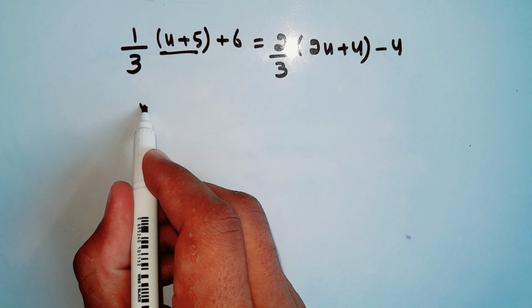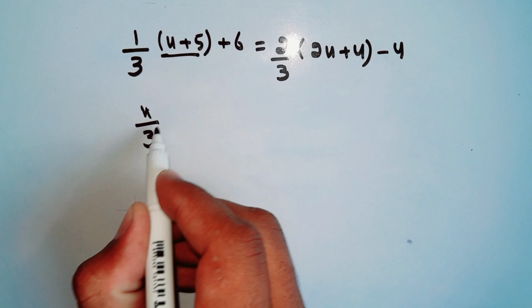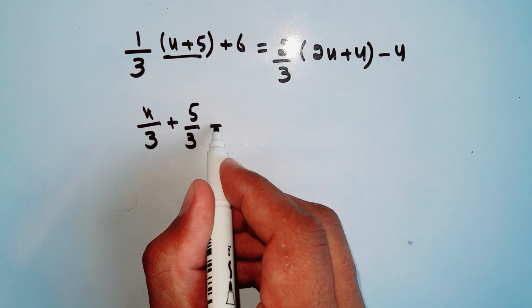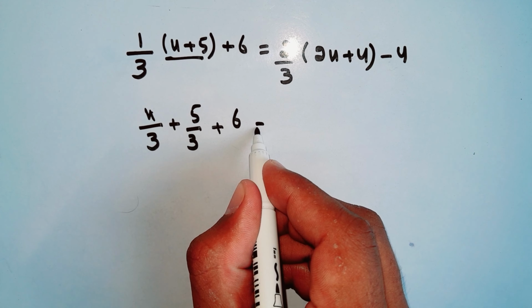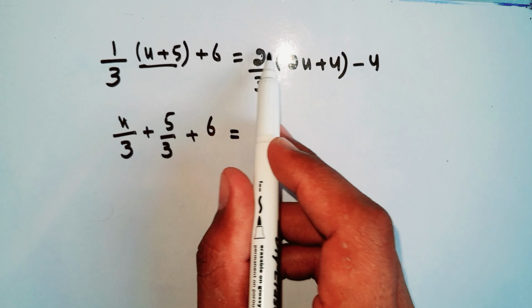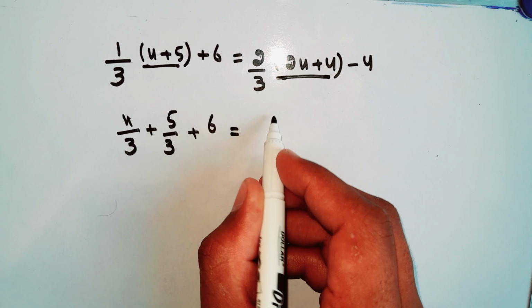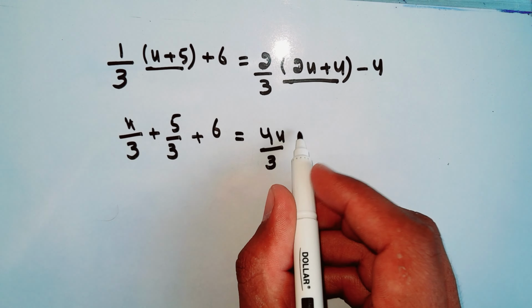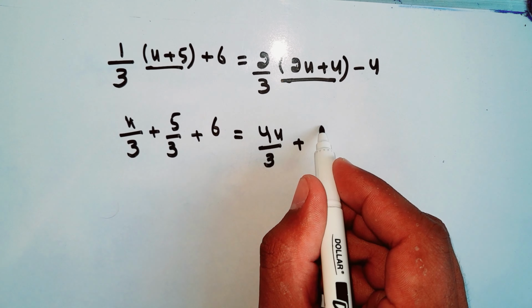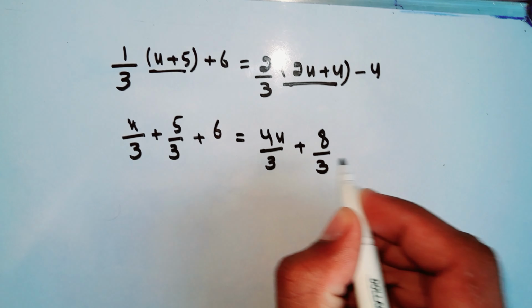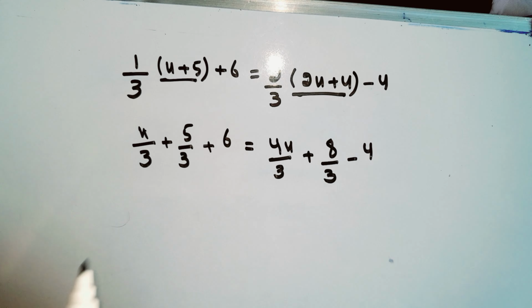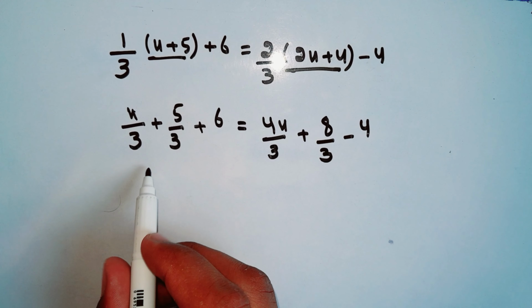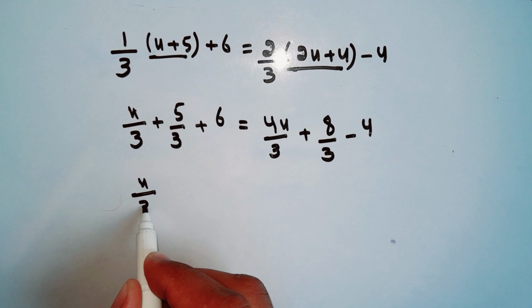So we write x/3 + 5/3 + 6 equals, now we multiply 2 with this whole bracket. So we write 2 times 4x is 4x/3 (sic: 2 times 2x) and plus 2 times 4 is 8/3, minus 4. So now here we combine the x terms with each other. So now we write x/3.